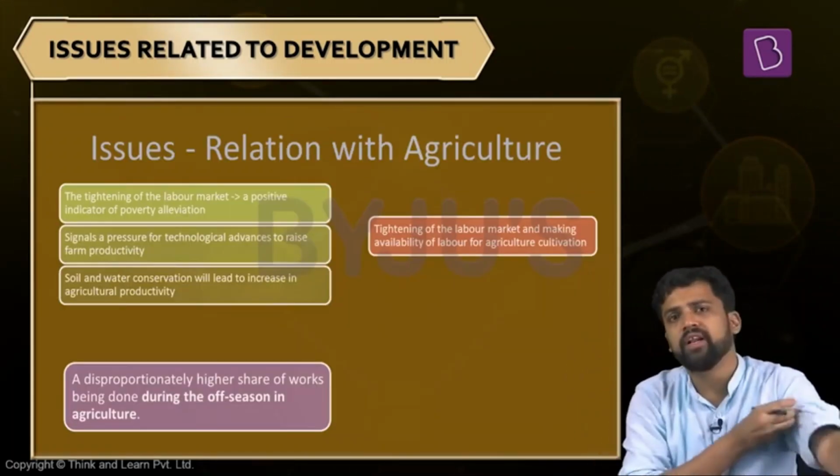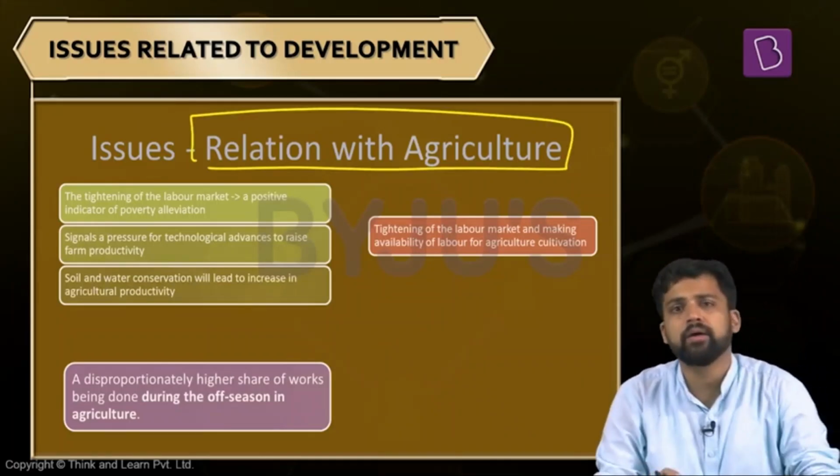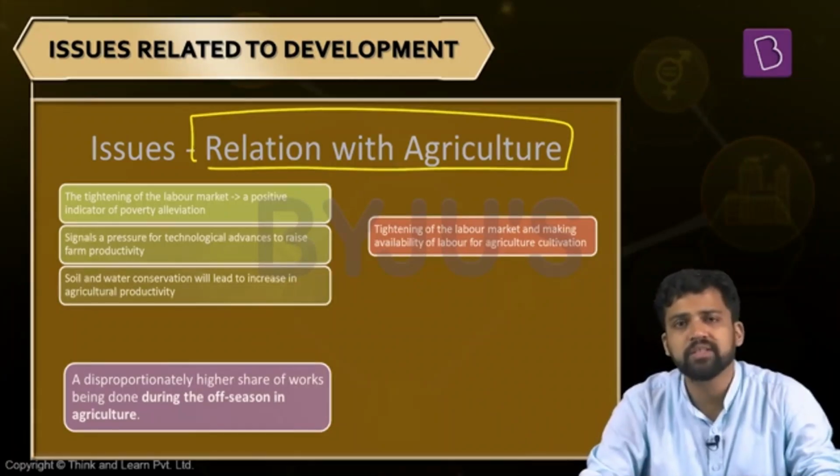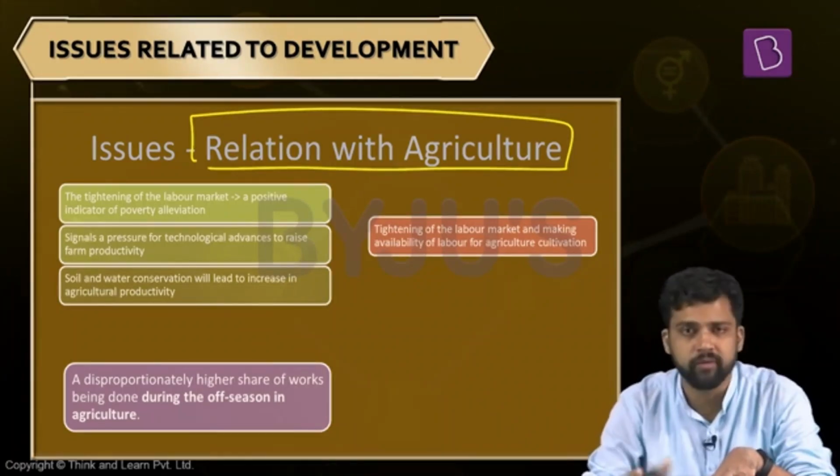Apart from that, there are issues when it comes to agriculture. We have seen one thing: because of NREGA, the bargaining power of the workers has increased. So what is happening in this case? The wages are increasing now because of NREGA, the bargaining power has increased. So they're not demanding greater wages for working in the agriculture sector.